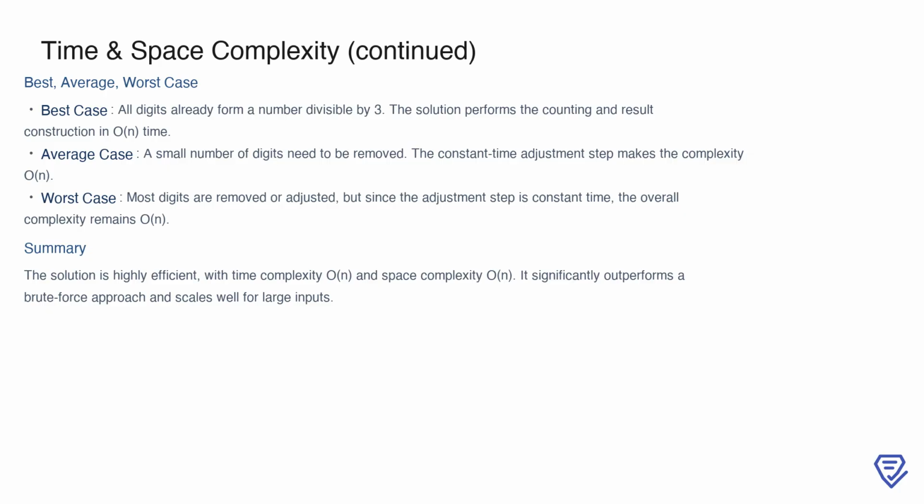Finally, let's evaluate the best, average, and worst-case scenarios. In the best case, all digits already form a number divisible by 3. The solution only needs to perform frequency counting and result construction, both of which take O(n) time.